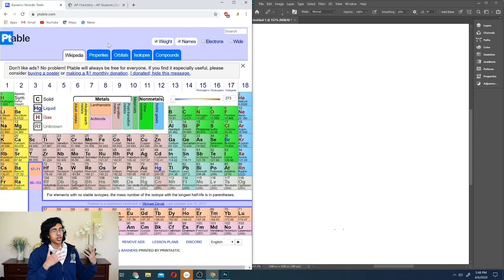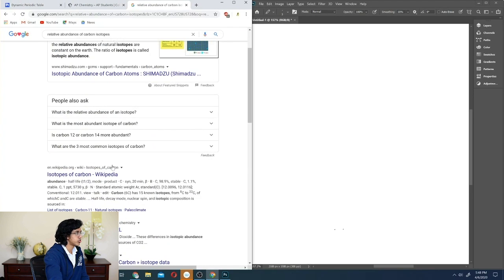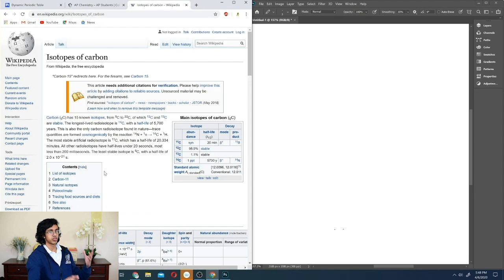So why don't we just search up relative abundance of carbon isotopes? And then we will go to Wikipedia, because Wikipedia is the most viable source of information. Alright, so basically this gives us our abundance right here. So essentially, if we had 100 carbon atoms, 98.9 of them are going to be carbon 12, meaning they have 6 protons, 6 neutrons. And then 1.1 of them are going to be carbon 13 with 1 more neutron.